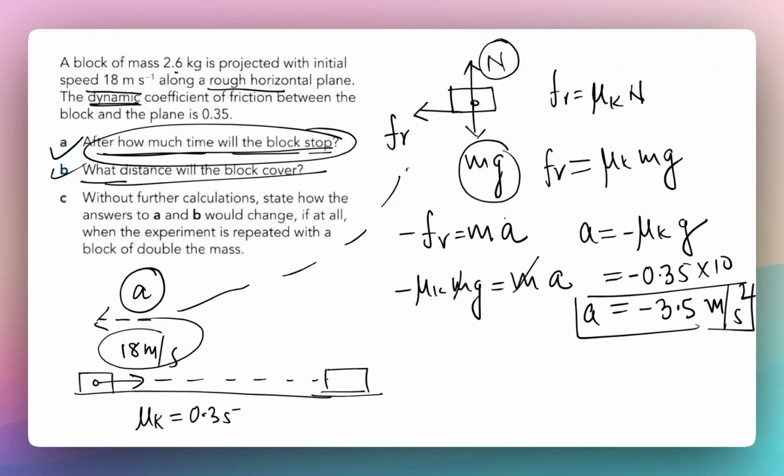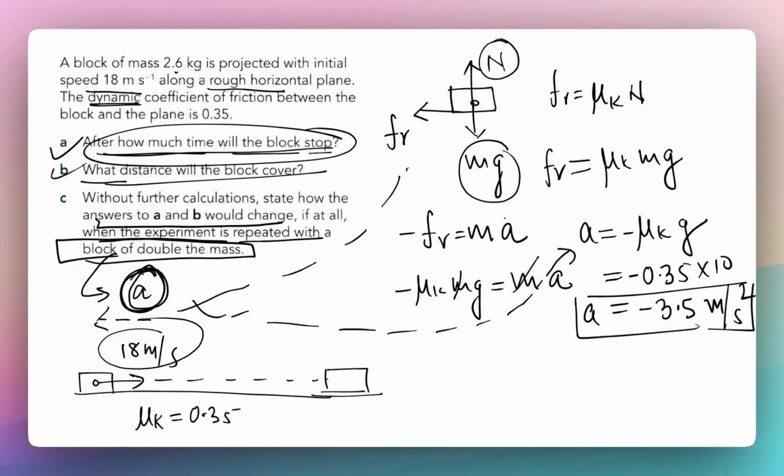Part C says, without further calculation, state how the answer to A and B will change when the experiment is repeated with a block of double the mass. So if we double the mass, the only thing we are interested in is the value of acceleration. Does changing the mass of the object change the acceleration? So we look at the equation which we derived for the acceleration, which is very simply mu k g. It doesn't have the mass there. So even if we double or triple the mass, my acceleration is going to remain the same, which is minus 3.5, which means it is going to travel the same distance and take the same time.